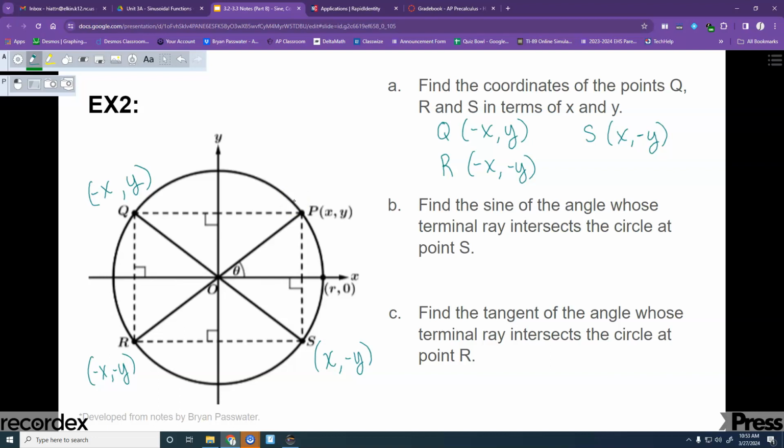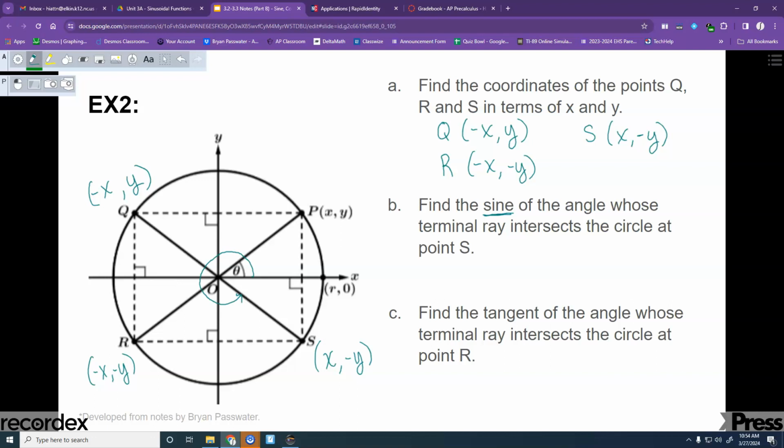Okay, so B asks us to find the sine of the angle whose terminal ray intersects the circle at point S. So we're starting here, and we're going all the way around to S right here. So there's our coordinates. And they're asking us for sine. Is sine X or Y? It is Y, right, on our unit circle.